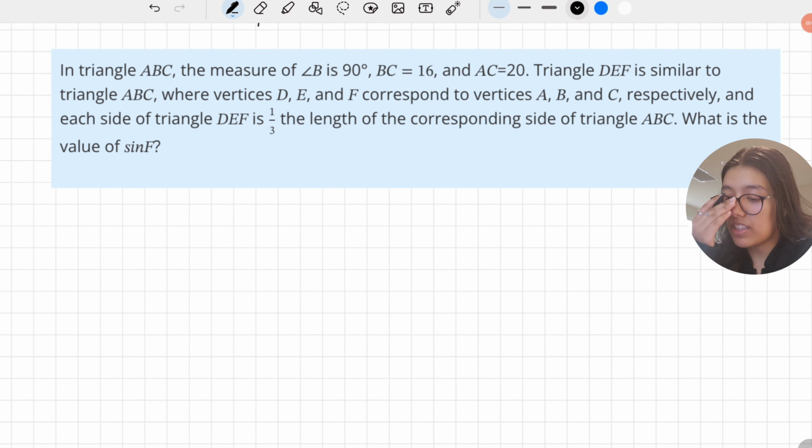In triangle ABC, the measure of angle B is 90 degrees. BC is equal to 16 and AC is equal to 20.